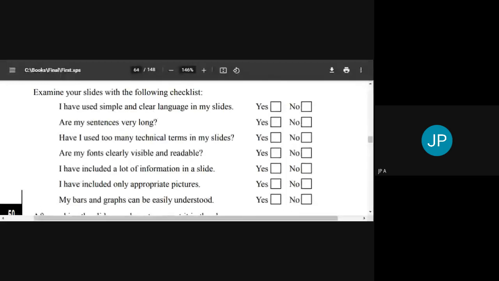Okay, I have included a lot of information in a slide. So as I said, it should be brief. The information that I provided in the slide should be brief or short.